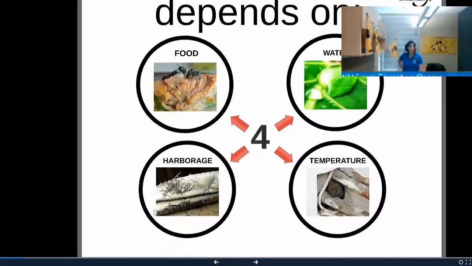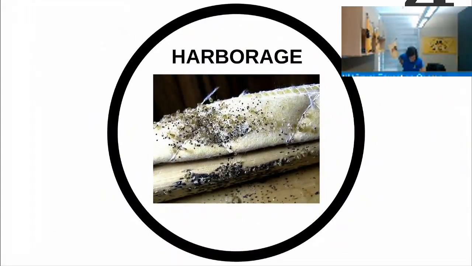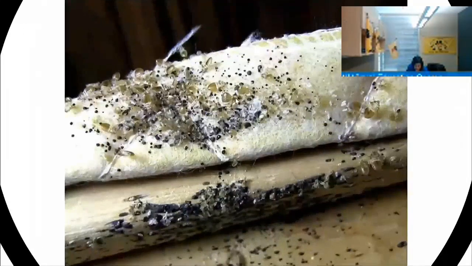Harborage: where are they nesting? Where are they living? What are we looking at here? This is a bed, a mattress. And these are exoskeletons of bed bugs. And these dark spots here are their droppings, their feces that contain blood. So they get this look.